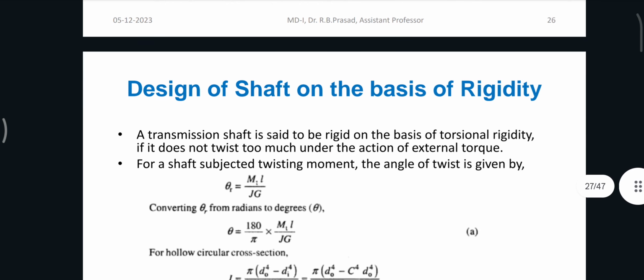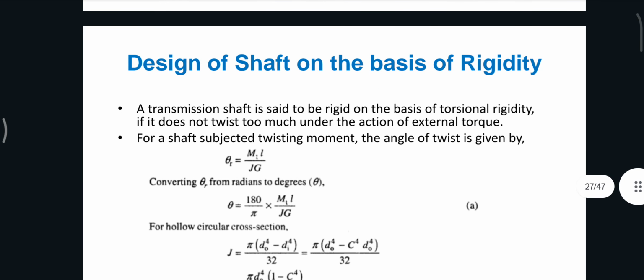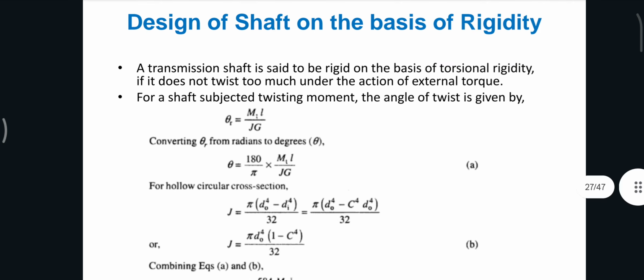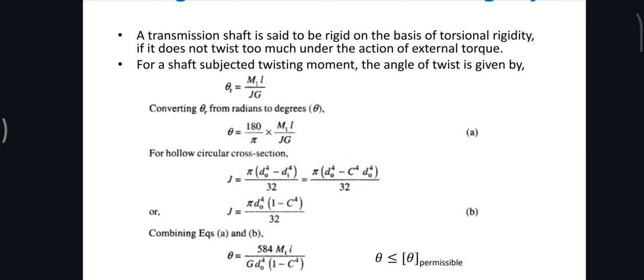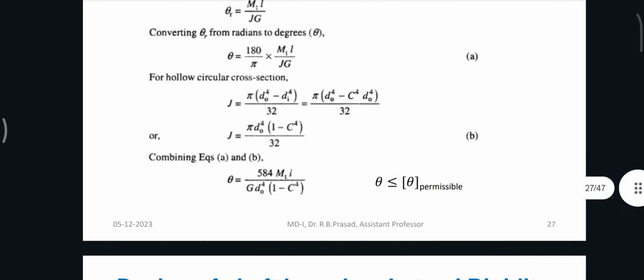Design of shaft on the basis of rigidity: theta equal to Mt into L by J G, theta in degrees equal to 180 by pi times that. For hollow shaft, J equal to pi into d naught to the power 4 minus di to the power 4 by 32, and J equal to pi into d to the power 4 into 1 minus c to the power 4 by 32.